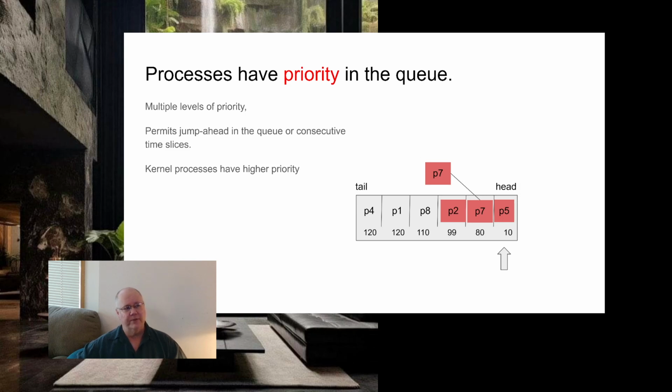In this example, P5 has a priority of 10, P7 has a priority of 80, P2 has a priority of 99, P8 has 110, P1 has 120, and P4 also has 120, right? So P5 is at the head, it has the lowest number, and in this example, just consider that lower numbers mean a higher priority. Now, that's the concept of priority.